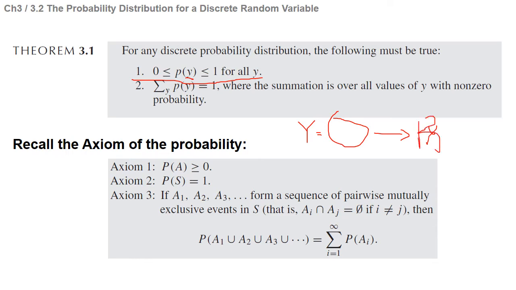The random variable Y is a function from a set to a real value. So it would be a natural extension from the axioms of probability to the random variable situation. Okay, so you can check theorem 3.1 from these axioms. Okay, and the homework for 3.2 is these.